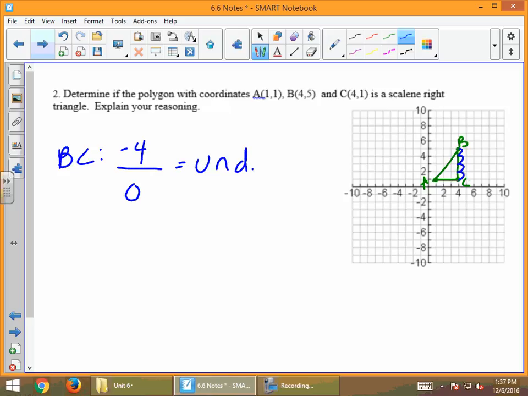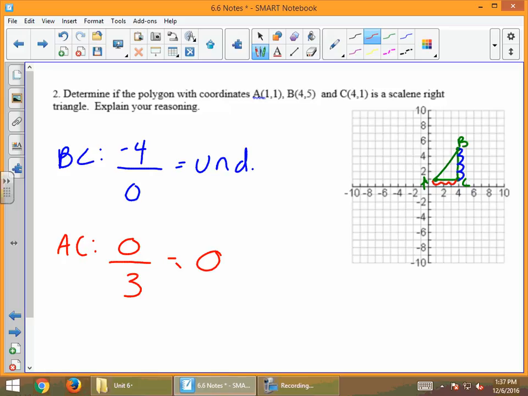So let's find the slope of AC. How far do we go up? Go from A to C. 0. We don't go up at all. Undefined? Not so fast. How far do we go over? 0.